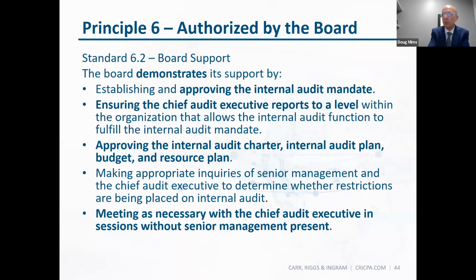Standard 6.2 is board support. The way the board demonstrates its support, and these are just some of the ways referenced in the standard, by approving the internal audit mandate, by ensuring the chief audit executive reports to a level within the organization that allows him or her to do their job and the internal audit function to do its job, approving the internal audit charter, the internal audit plan, the budget, and the resource plan. And meeting as necessary with the CAE in sessions without senior management, what we commonly call executive session. So those are some of the ways that the board can demonstrate that it is supporting the internal audit function.